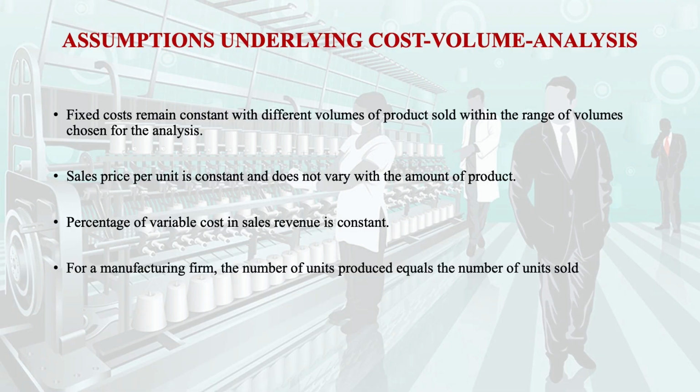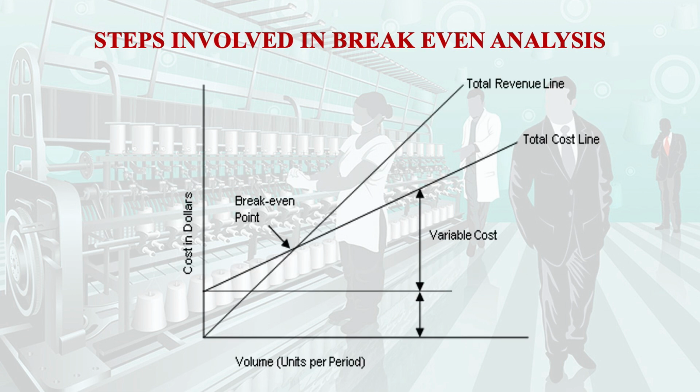While if you increase the number of items, sometimes you have to give a discount and the price varies with the amount or the quantity of the product which you are going to sell or produce. Third assumption is the percentage of variable cost in sales revenue also remains constant. For a manufacturing firm, the number of units produced equals the number of units sold.